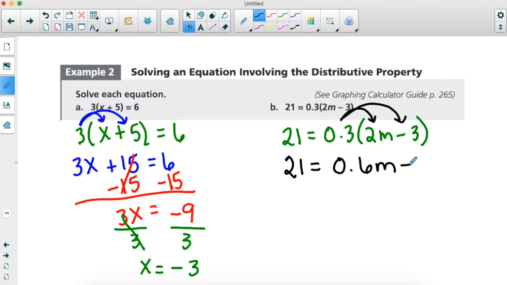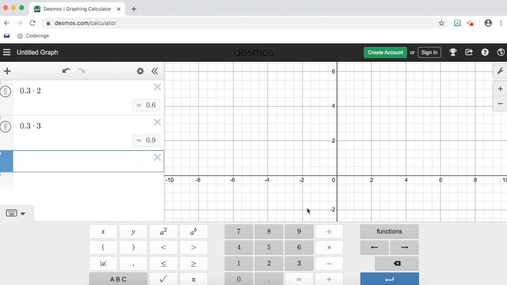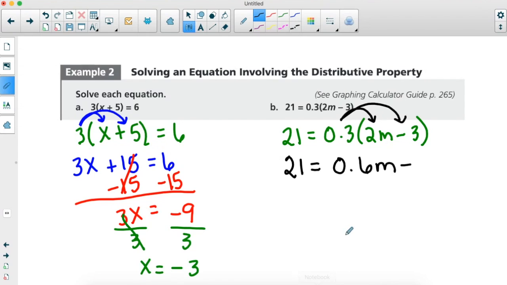So you can go back to your calculator and type that in, 0.3 times 3, 0.9. So right here I'm going to put 0.9.